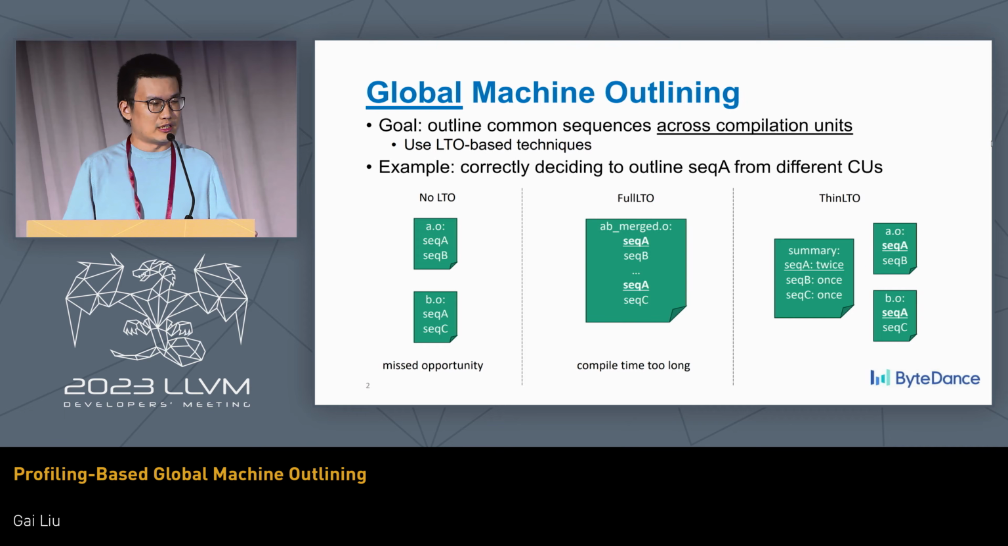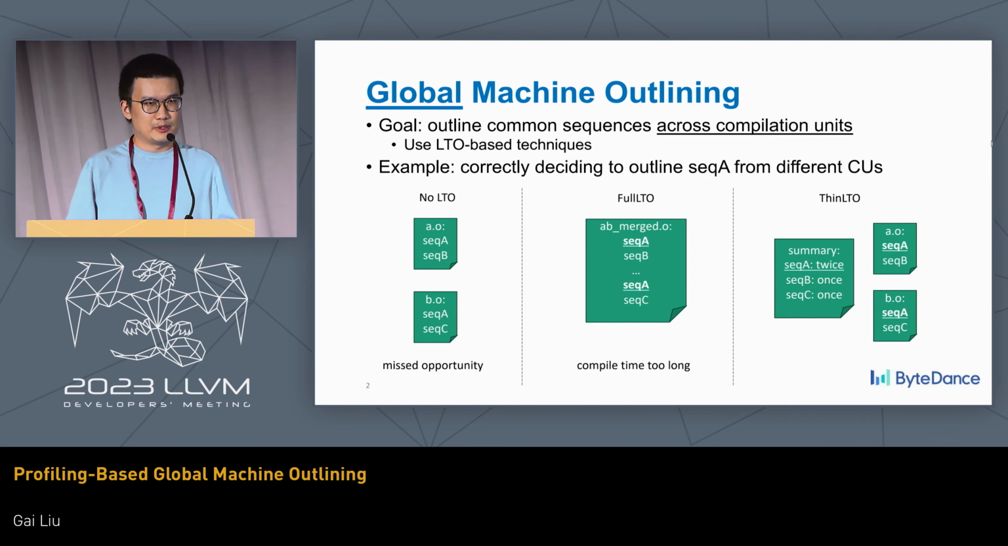The other approach is based on full LTO, where the idea is that we merge all the files into a single merged compilation unit, and we run our passes on this single compilation unit. As shown here, now the pass can see that sequence A actually appeared twice, so it can outline it, and this leads to a better optimization result. But the problem here is compilation time, since in full LTO, we always have to optimize the merged module using one single thread, and this results in a very long compilation time.